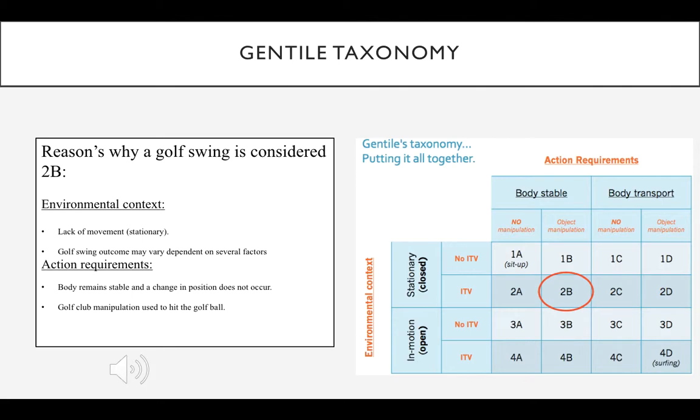Secondly, in a normal game of golf, the swing outcome may vary dependent on several factors such as wind, distance, location of environment, etc. This is why there is inter-trial variability. Next, the individual remains stable during the actual golf swing and a change of position does not occur. Lastly, there is a golf club manipulation used to hit the golf ball. Although this is the case in the normal game of golf, at a driving range where there is no inter-trial variability, the classification will change from a 2B to a 1B.